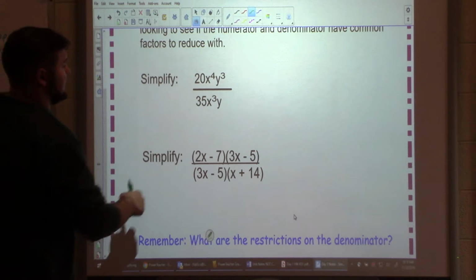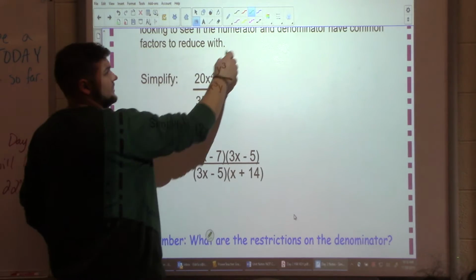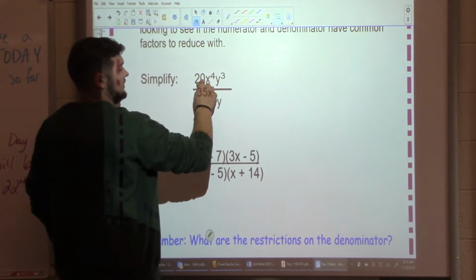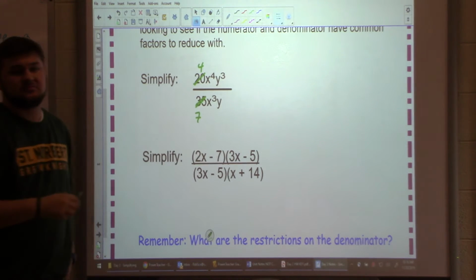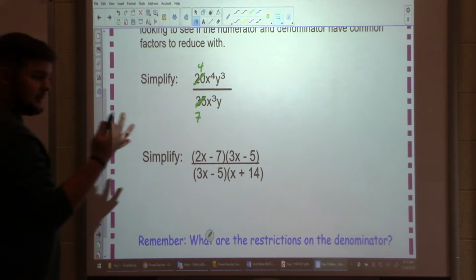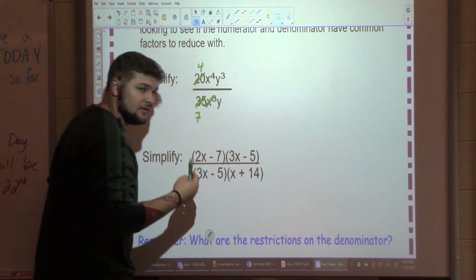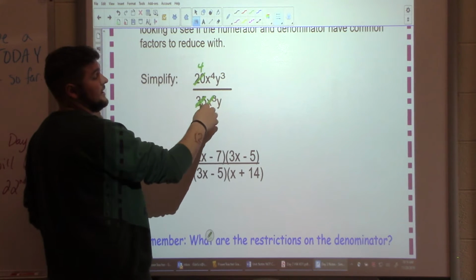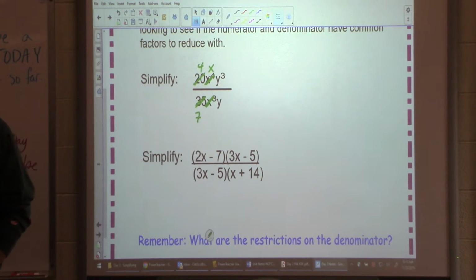What I can do though now is simplify these. Well, 20 over 35. Can I take something out of both of those? I can take a 5 out, so I'm going to do that. If I take a 5 out of 20, I'm left with 4. Take a 5 out of 35, I'm left with 7. What about x to the 4th over x cubed? Can I take out a certain amount of x's? X to the 3rd, I can take 3 of them out. On the bottom, what am I left with? 7y right now. But on top I'm left with x, right? X cubed cancels out. Now, it doesn't just cancel out, it doesn't just go away. What does it actually become?